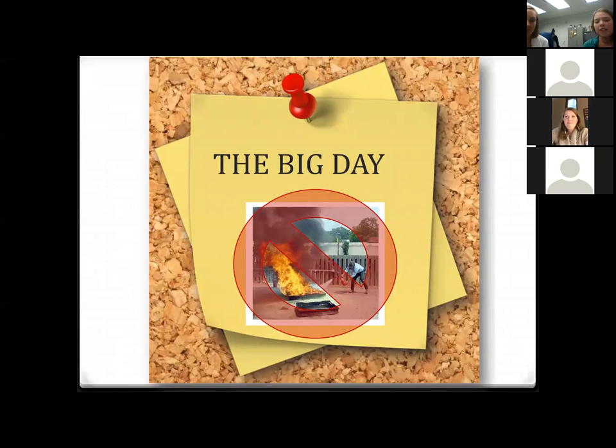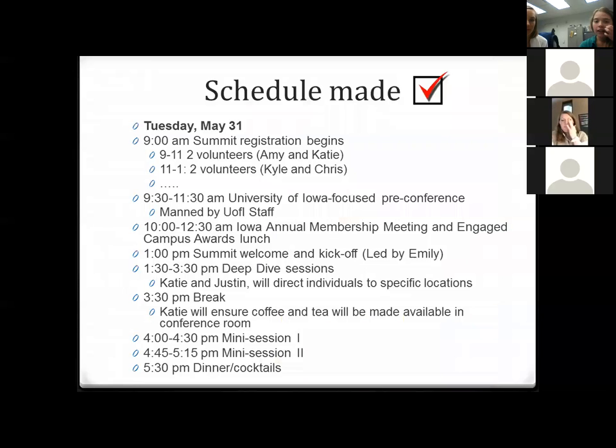So when it comes time for the actual big day, hopefully if you have dotted all your I's and crossed all your T's, you won't have to be putting out too many fires, although contingency plans are always needed. Just remember, having that schedule made is also key. Making sure people are where they need to be, when they need to be there, that sort of thing.